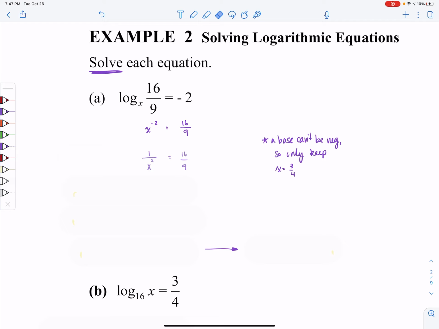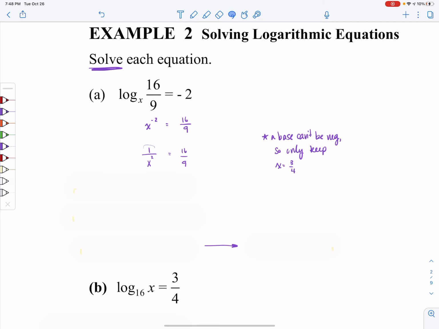And then what we're going to do is use our negative power rule that we looked at back in section 4.2. And so we'll rewrite the left-hand side. Now, the next thing that I'm going to do, there's one of two ways to look at this. One way is that you could cross multiply. You could take 1 times 9 and set it equal to 16 times x squared and then solve for x squared. That is one way to do it. What I'm going to do is take both of my fractions and take the reciprocal of both sides. This is also legal.